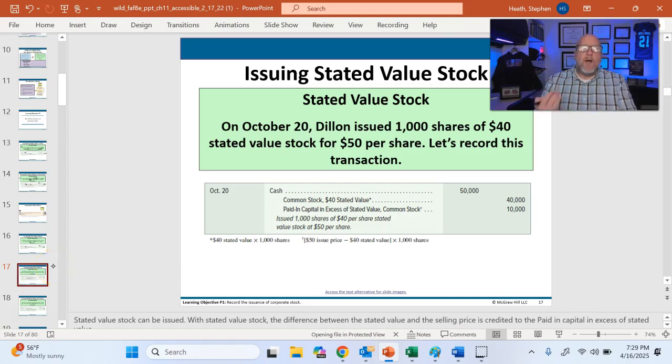So we now have common stock with par. We have common stock with no par. And now we have common stock with a stated value. And a stated value is, again, an arbitrary number. It's not a par value, it's a stated value.